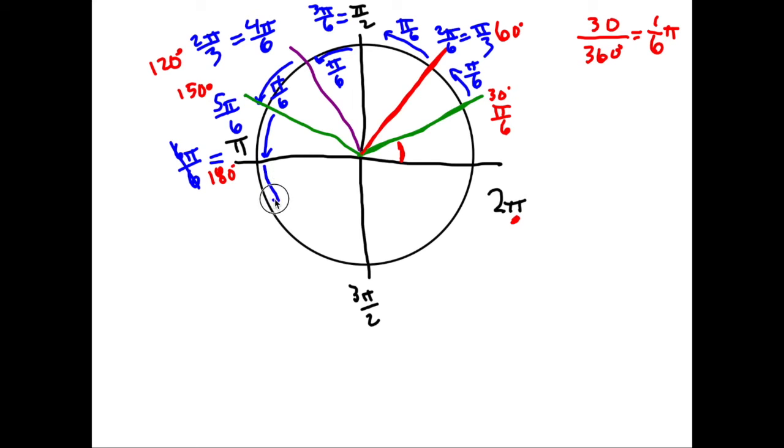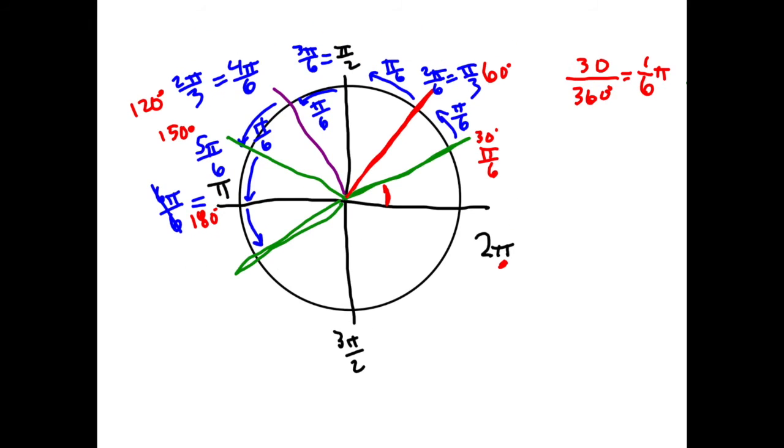So another pi over 6, and I have what? Add 30 to 180, and we'll get 210 degrees. But what would that be in radians? 6 pi over 6 plus another pi over 6. That's going to give us 7 pi over 6. Keep going, we aren't done.